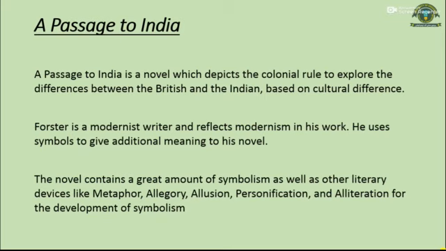So Forster has used this movement, this technique, in his novel, and the novel contains a great amount of symbolism, as well as other literary devices like metaphor, allegory, allusion, personification, and alliteration for the development of symbolism. So he has used many symbols, and we'll discuss the most important and major symbols in the work.